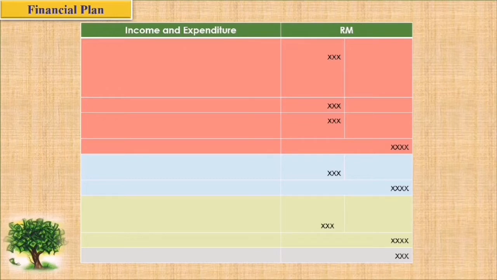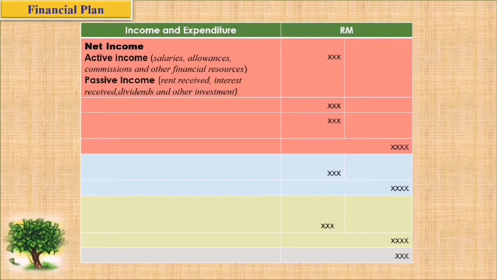Income consists of active income and passive income. Active income is main income such as salaries, allowance, commissions, and other financial resources. Whereas passive income consists of rent received, interest received, dividends, and other investments.